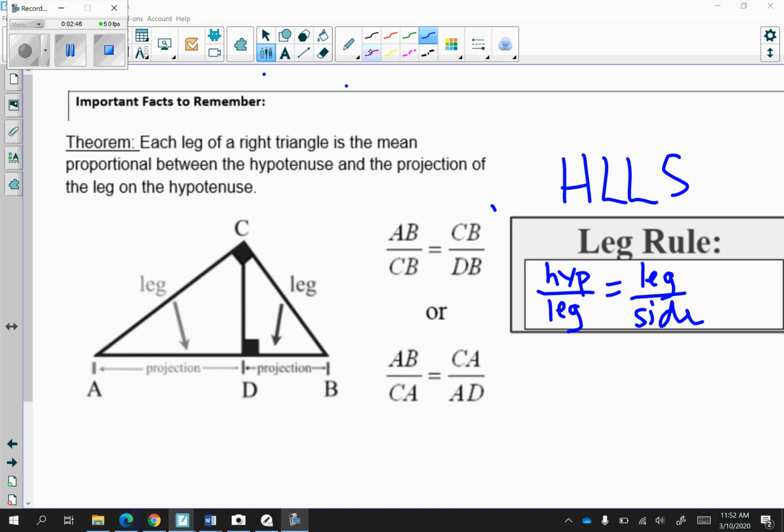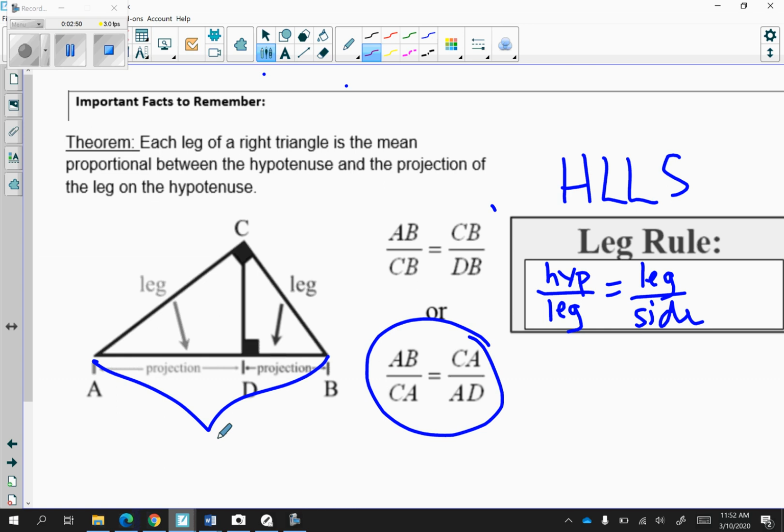Next, we have our other proportion. AB, which is still the hypotenuse, over CA, which is the other leg, is equal to CA over AD, which is the other side. And remember, we use hills when there's no number on the altitude, which would be CD.